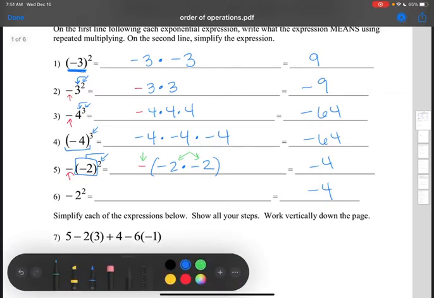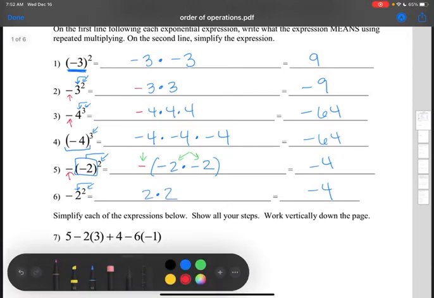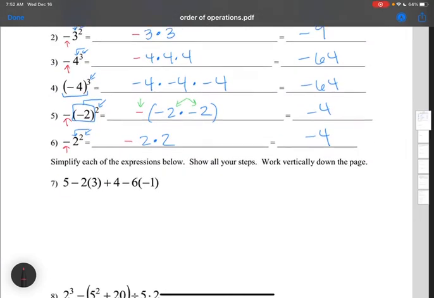And to finish these guys off, we have the little 2 only applies to this 2, so we have 2 times 2, but we do still have that negative out front, so -2 times 2, we get -4. All right, very good. So let's go ahead and look at these next ones here.